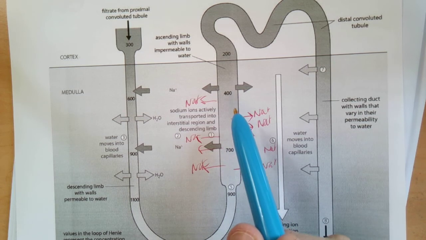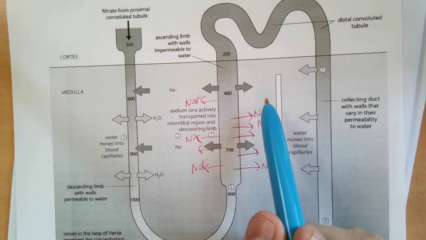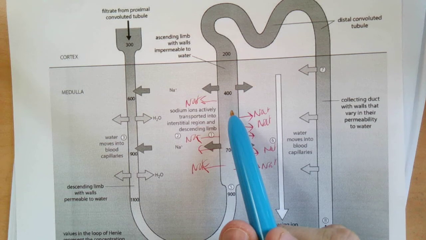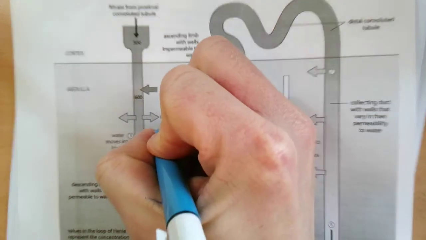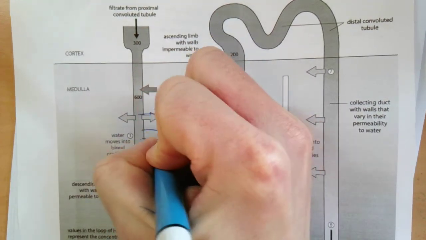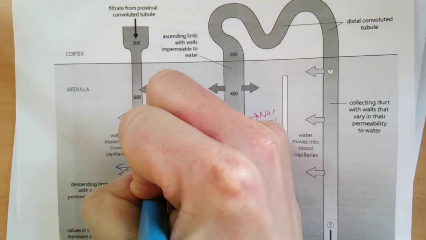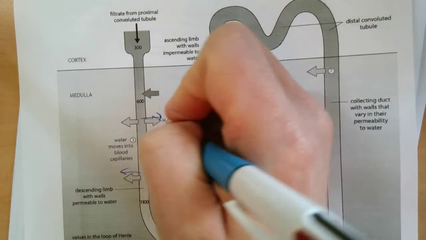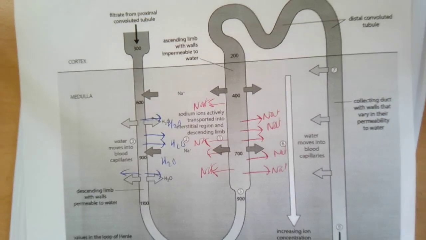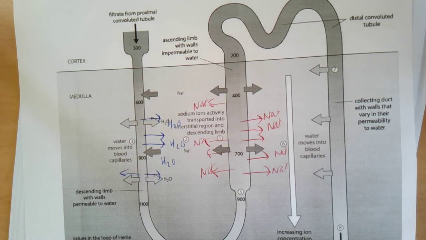We know that the ascending limb is impermeable to water, so water would normally move out by osmosis. However, it's impermeable, but the descending limb is permeable to water molecules. So now what happens is at number 3, water molecules diffuse out of the descending limb by osmosis. Now, when the water molecules have diffused out and entered the interstitial space, into the tissue fluid, there is now a higher water potential in the tissue fluid than in the capillaries.